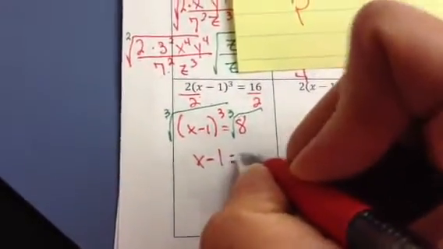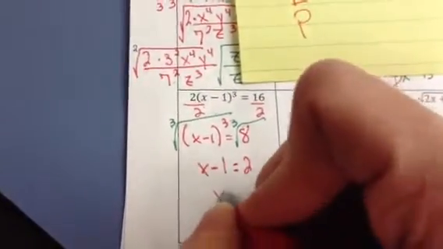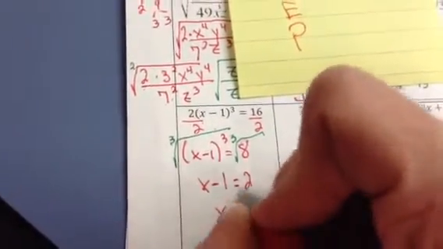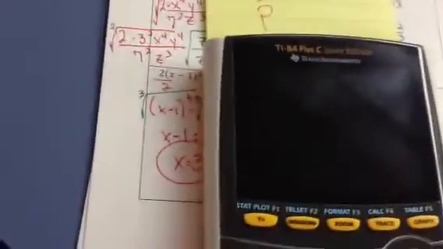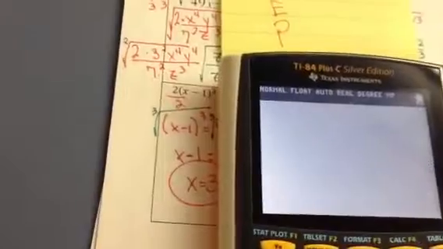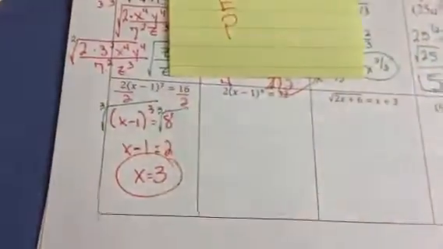It's not negative 2. So now to get x by itself, I deal with the stuff in the parentheses. I add 1 over, and I get 3. So the idea is if I do put 3 back in here, I don't know how well this will show up. If I put 3 back in there, just to show you guys, I should get 16 as my answer. And I do. Okay? All right, next problem.